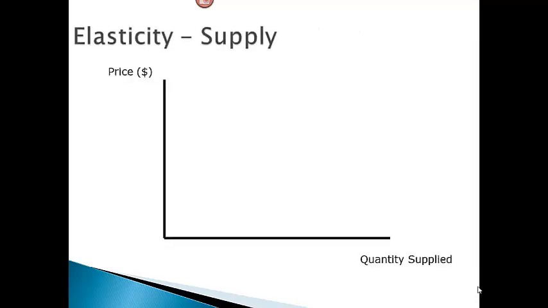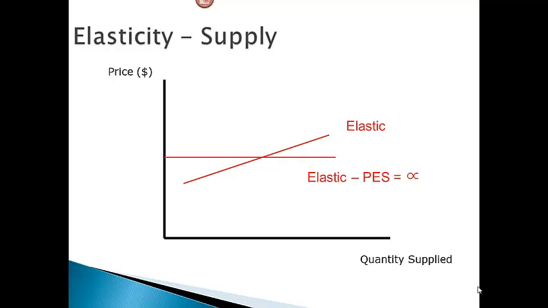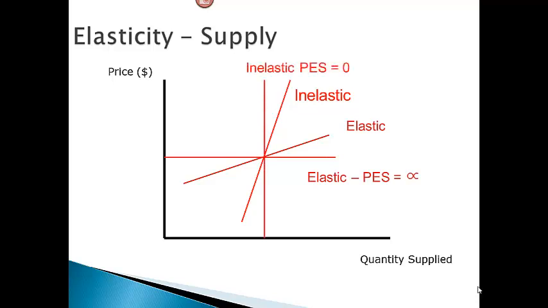So let's see what different elasticities look like. Perfectly elastic means that the price doesn't change. So in other words, you can have as much of any product that you want at the current price. Elastic means if the price goes up a little bit, the quantity supplied goes up quite fast. Inelastic means that if the price goes up quite a lot, the quantity supplied only goes up a little bit. And perfectly inelastic means that if the price goes up, the quantity supplied doesn't change at all.